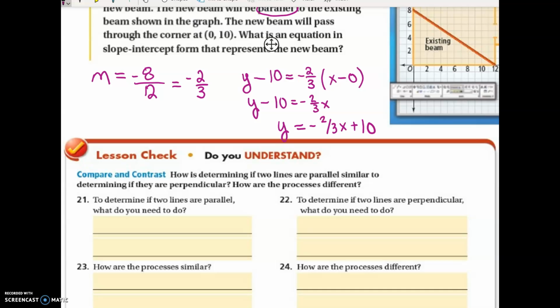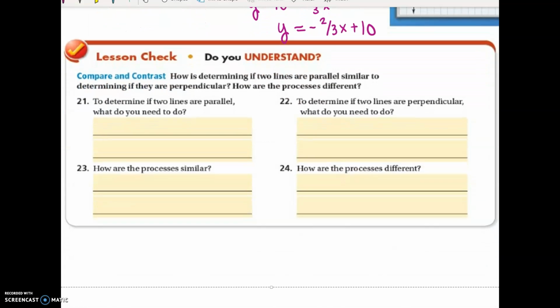Now moving to the lesson check. How is determining if two lines are parallel similar to determining if they are perpendicular? And how are the processes different? So if we look here, to determine if two lines are parallel, what do we need to do? We need to think about the slopes. We have to make sure that the slopes are the same. So the slopes must be the same.